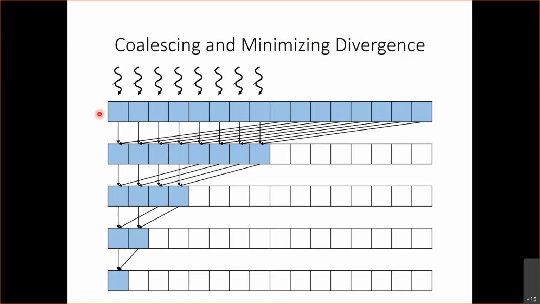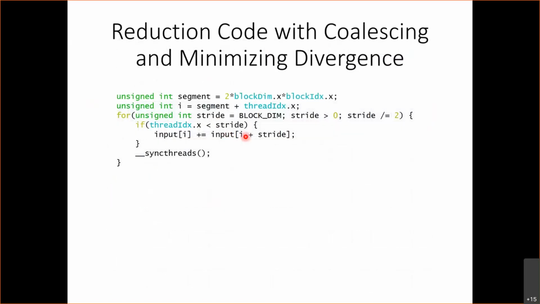A good question. I'm glad you asked that. Remember how coalescing happens. Okay, let me move on to the code. This is the code we have written. The accesses that get coalesced are the accesses issued by threads in the same warp, in the same instruction.